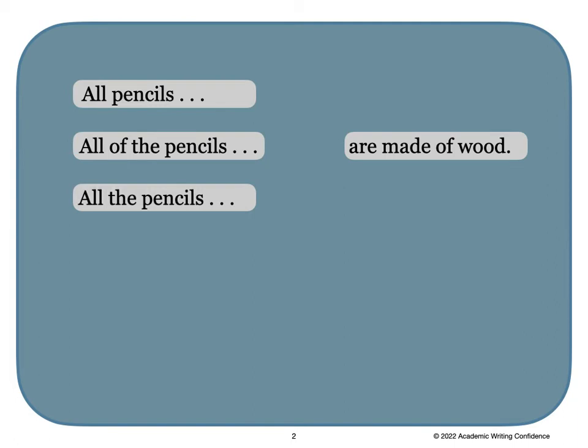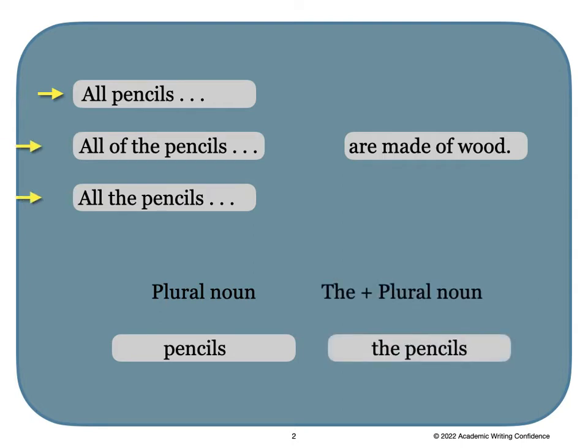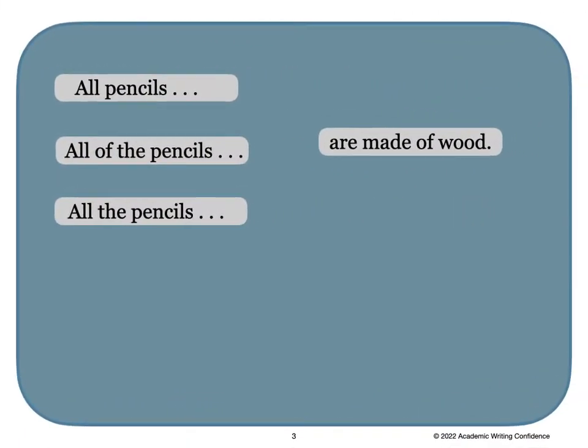You can see in these sentences that we can use a plural noun by itself, as in the word pencils. Or we can use a plural noun with the article the in front of the noun, as in the pencils. The difference between these two can be explained in this way. If we're talking about all pencils, it's a general plural noun. We're talking about any pencil, all colors, all lengths, all shapes. All pencils are made of wood.